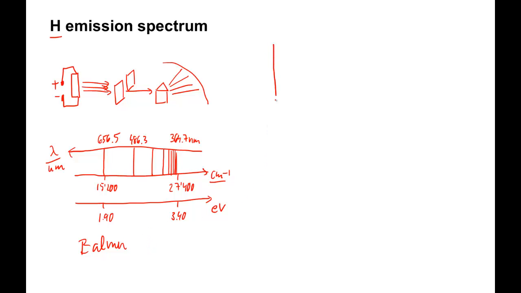He plotted the wave numbers of the various lines against 1 over n squared, where n is an integer. The various lines gave points that all lay on a straight line. n was 3 for the first point, 4 for the second, and 5 for the third, and so on. This was very surprising. Other series were observed.